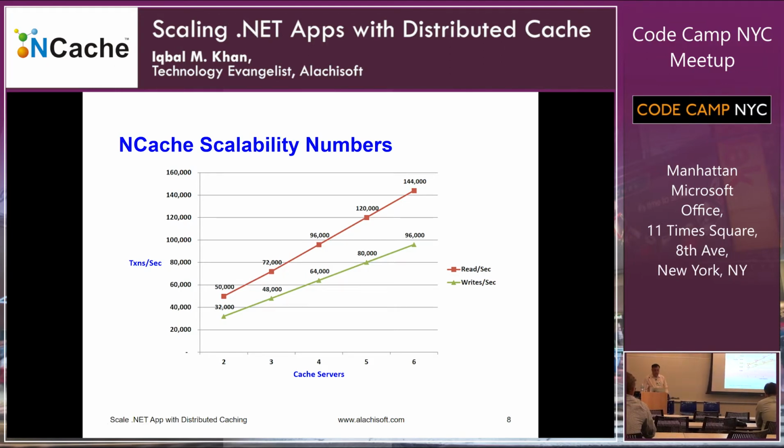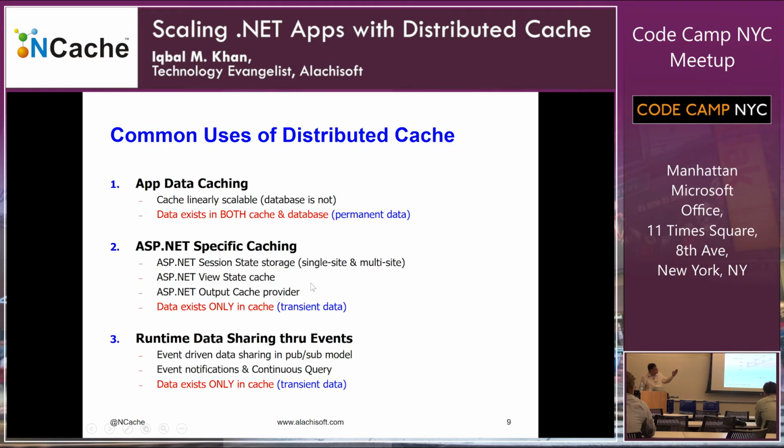Okay. So linear scalability is what you need. As you add more servers, you want the number of reads or writes to grow in a linear fashion. As you can see, in case of NCache, a two-server cluster would do about 32,000 writes per second, 50,000 reads per second. This is with 1K object size as a benchmark. Then you go from 32 to 48, 64, 80, 96, and so forth. The reads are faster because in case of writes, there's also replication happening. So that's the reason it's not as fast as the reads. If you turn off the replication, then the reads and the writes are the same performance.